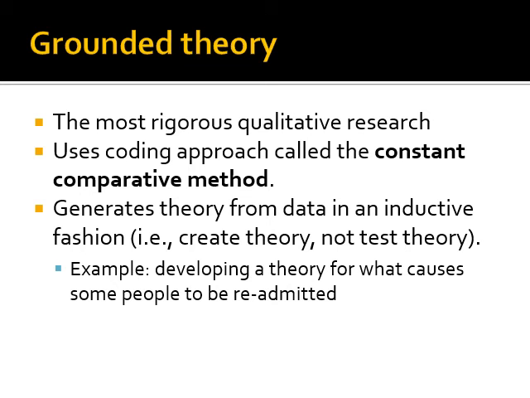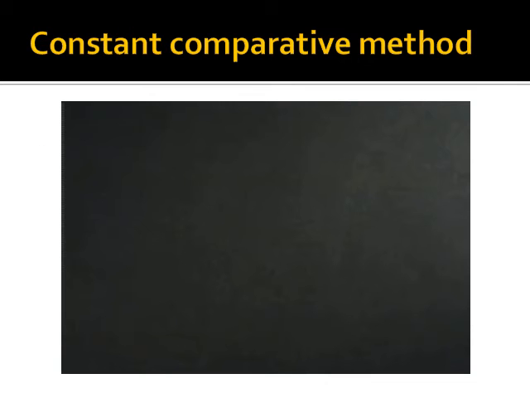So, if you are conducting a grounded theory study into that research question, you might develop a theory for what causes some people to be readmitted, based on the data that you gather from, say, interviews with people who are readmitted. Here's a video that provides an example of the constant comparative method. I like this video. It contains jelly beans. It's a good example of how the constant comparative method works.